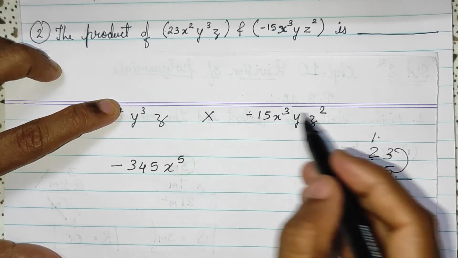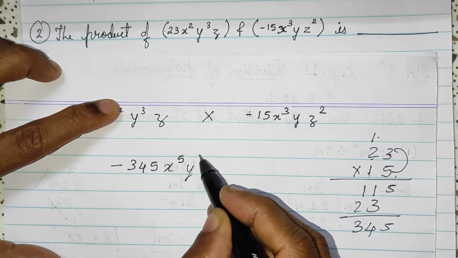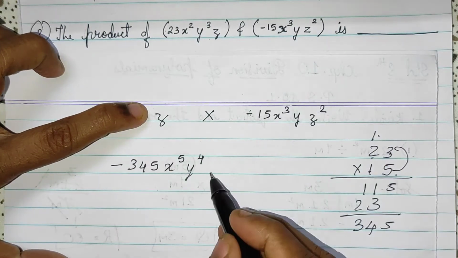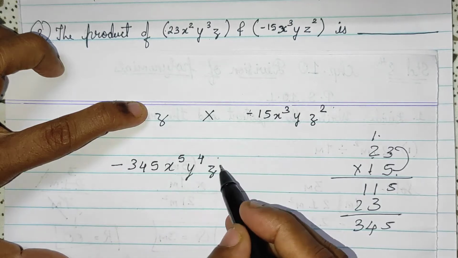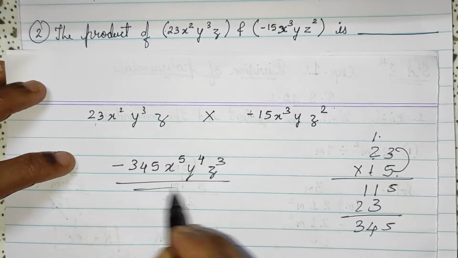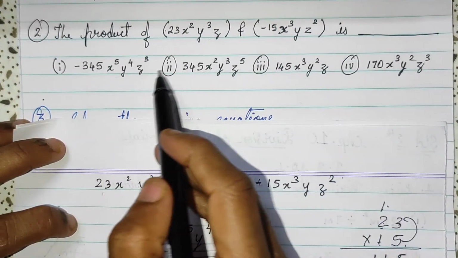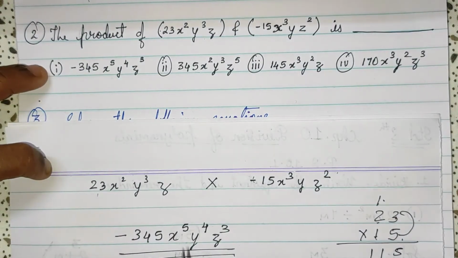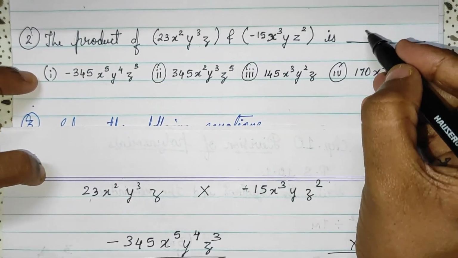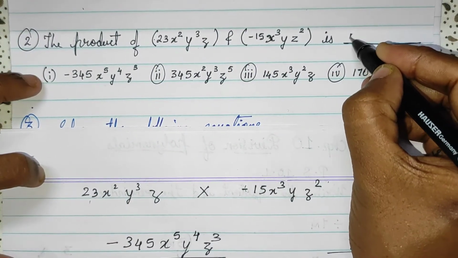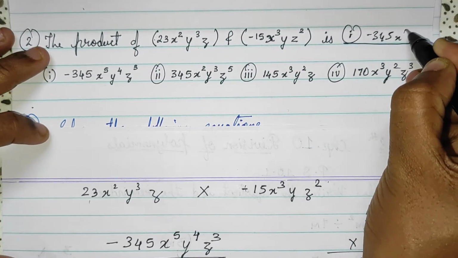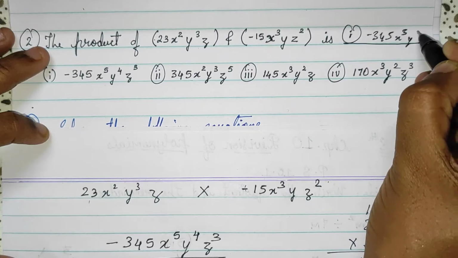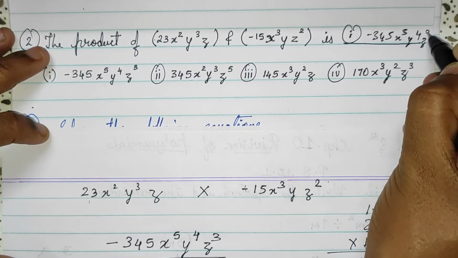Then you have y cube and y, then you have z, 2 and 1, 3. So this is your answer. Yes, the first one. So your first one is your answer, minus 345 x5 y4 and z cube.